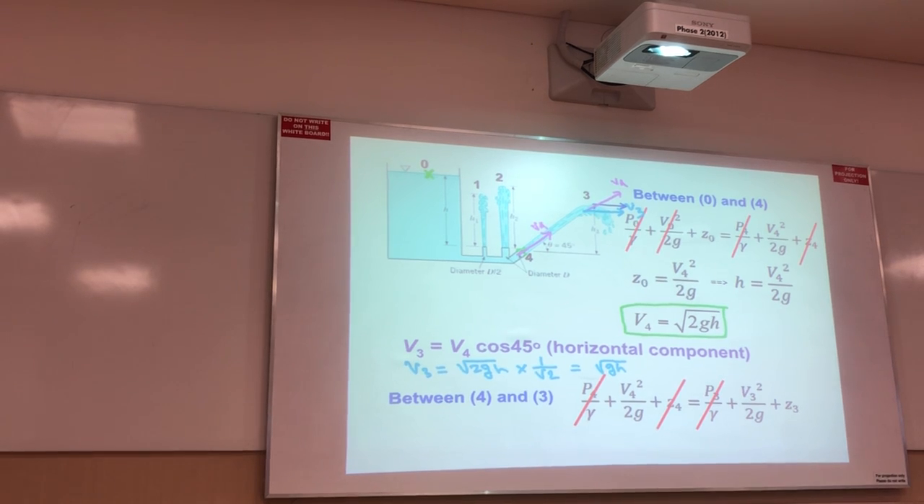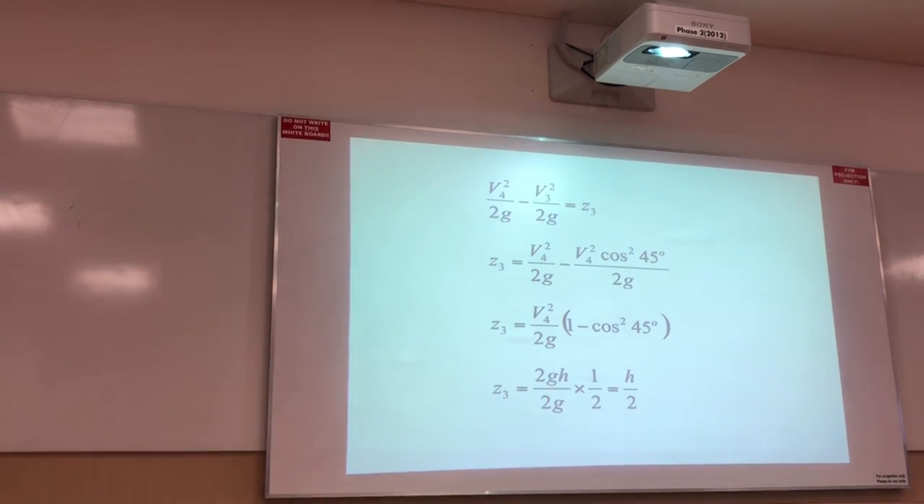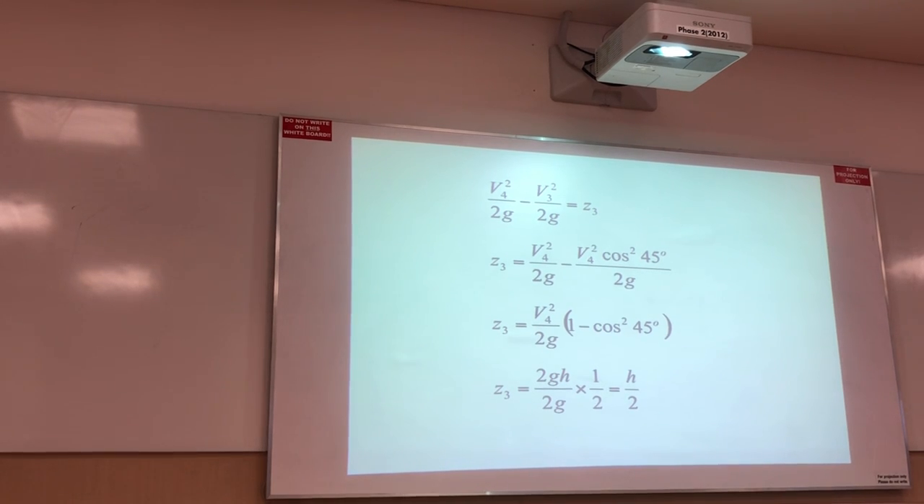Now see, life is easy. V4 square, you see. So this value is root over gh, right? I calculated before already. So this one I know, this one I know, right? So I can do it easily now. So what is V4?